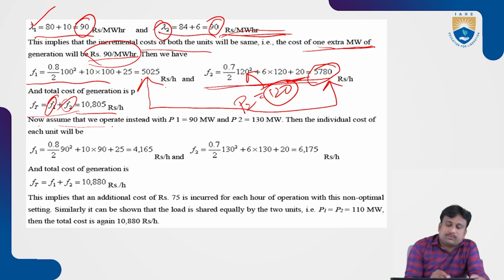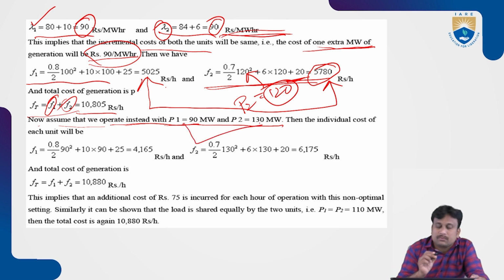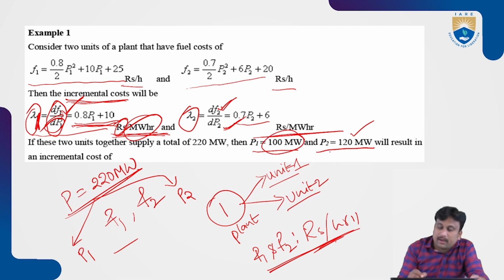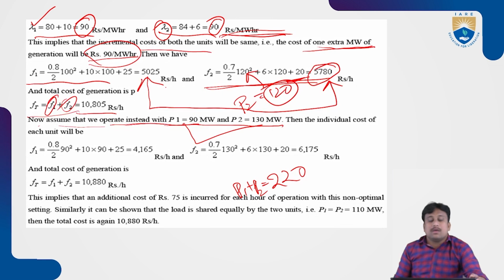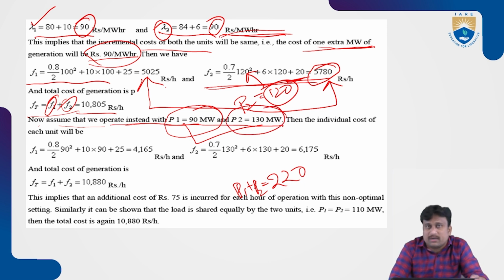Now assume that you operate instead with P1 as 90 and P2 as 130. What is the total sum of these two? P1 plus P2, 90 plus 130, is 220. Earlier, with the 100 and 120 combination, the summation also gave 220. So with P1 as 90 and P2 as 130, their summation is also 220 megawatts.